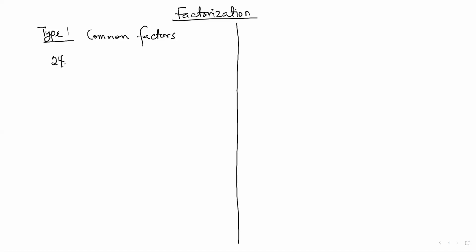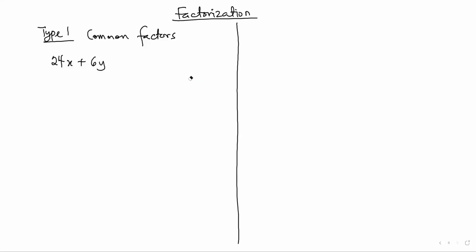So for example, if I have 24x plus 6y, you need to ask yourself what is common. And when you ask yourself what is common, we pick the highest common factor. So if I have 24 and 6, you realize that 2 is common. 2 can go into 6, 2 can go into 24. 3 can go into 24, 3 can go into 6. We are looking for the highest common factor, so 6. 6 can go into itself and can go into 24. So you rather pick the highest common factor, which is 6.